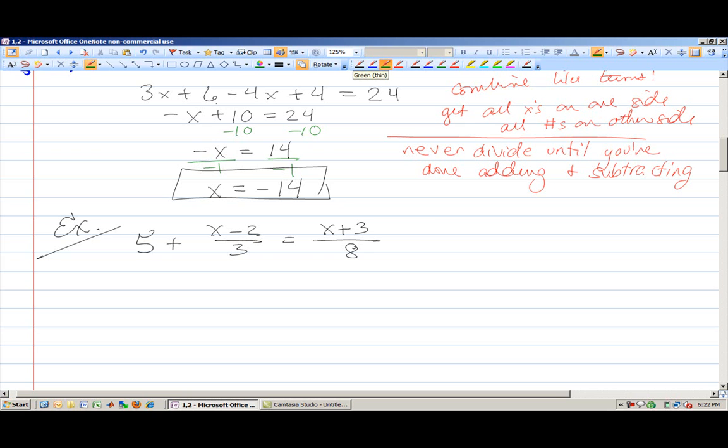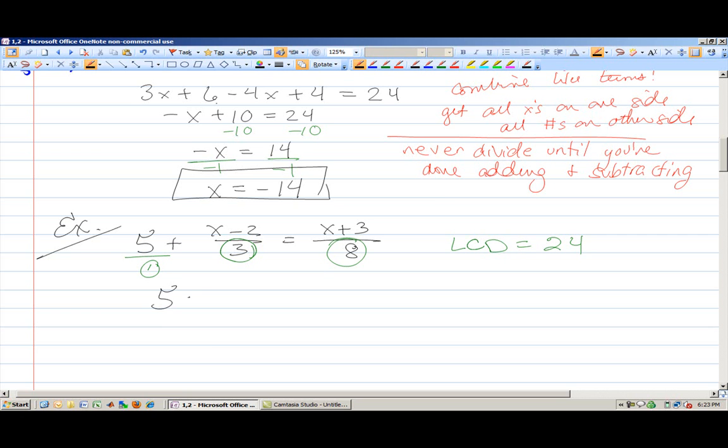So for our first step, what we want to do is find the LCD. So we look at what's on the bottom. Here we've got a 3, we've got an 8, and what's here on the bottom? Yeah, it's a 1. So our LCD for this problem is going to be 24. The LCD is 24. That means we want to multiply both sides of that main equation by 24.